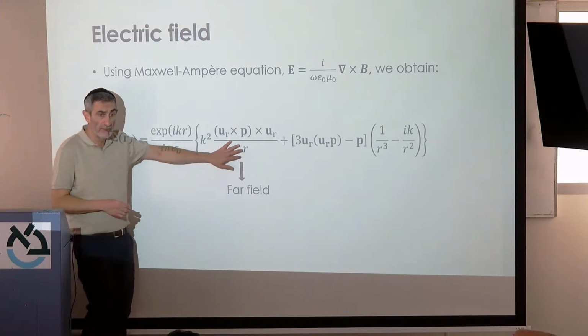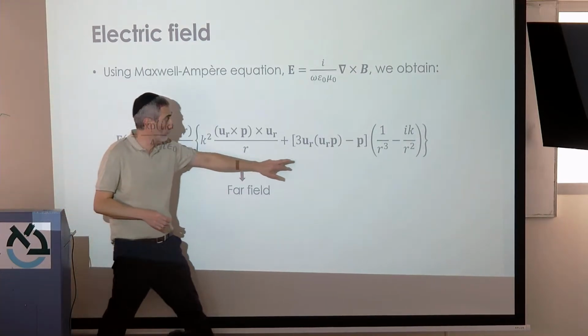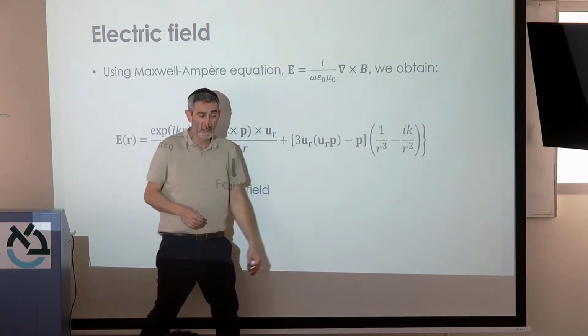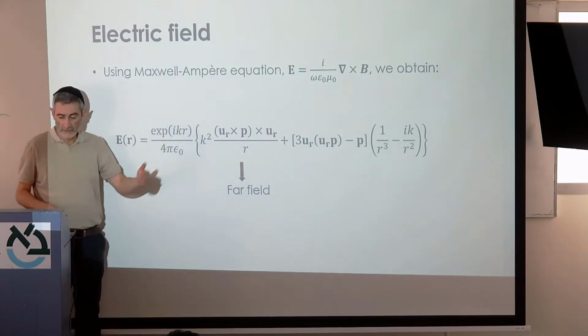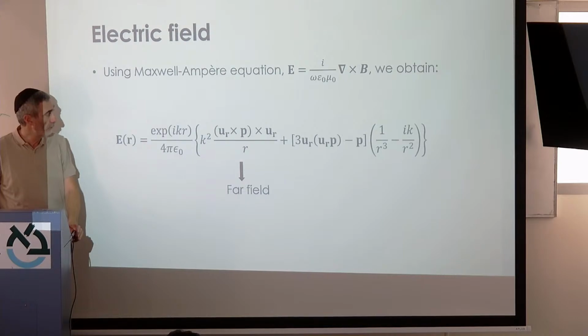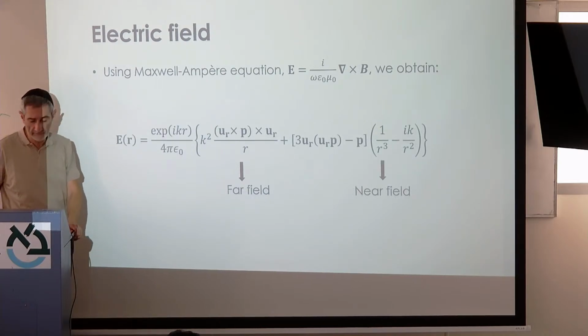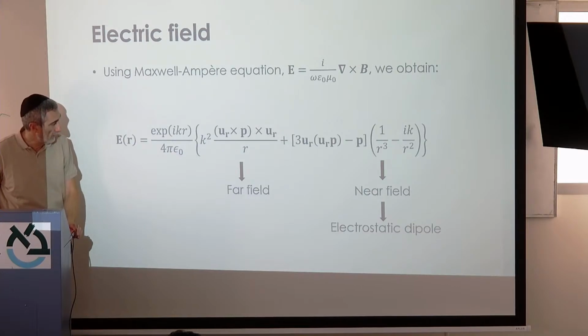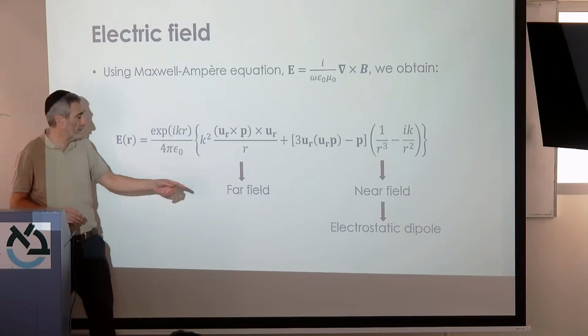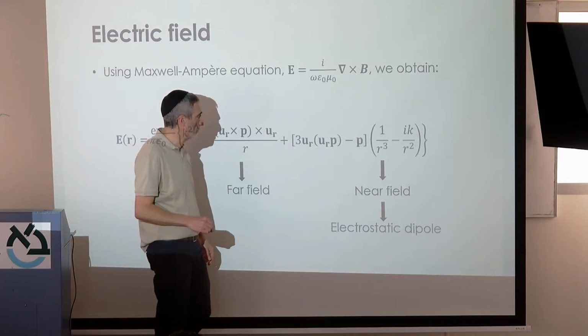That will be the term that dominates in the far field, because here we have r cubed and r squared. So this is the term that will dominate in the far field. And the other term here is the near field contribution. And the near field contribution is directly related to what we calculated before, which is the electrostatic dipole.